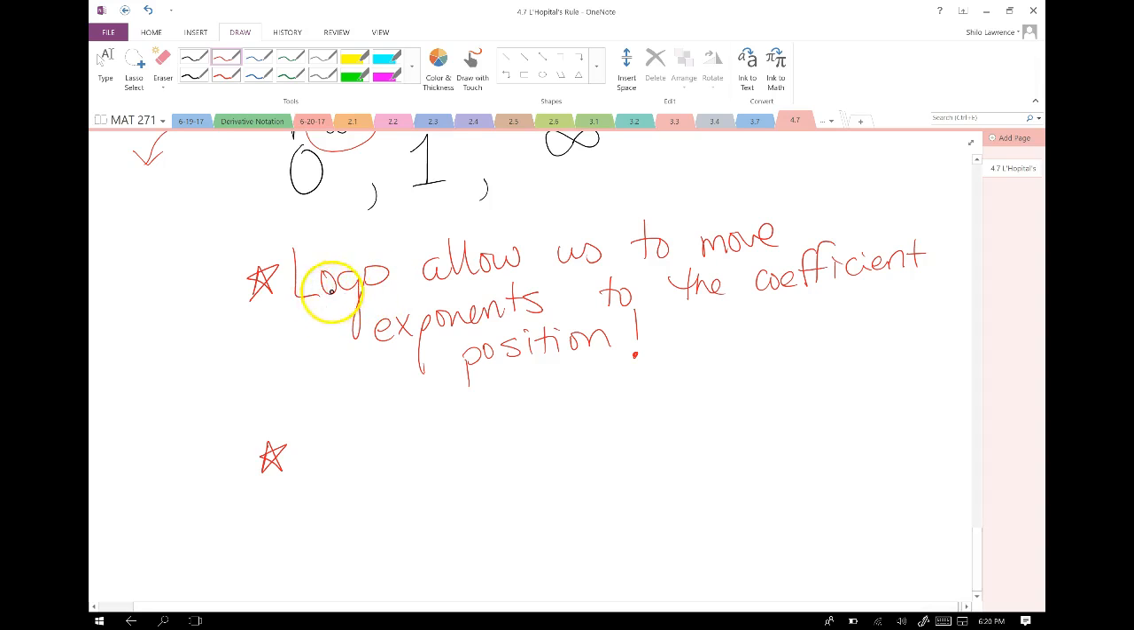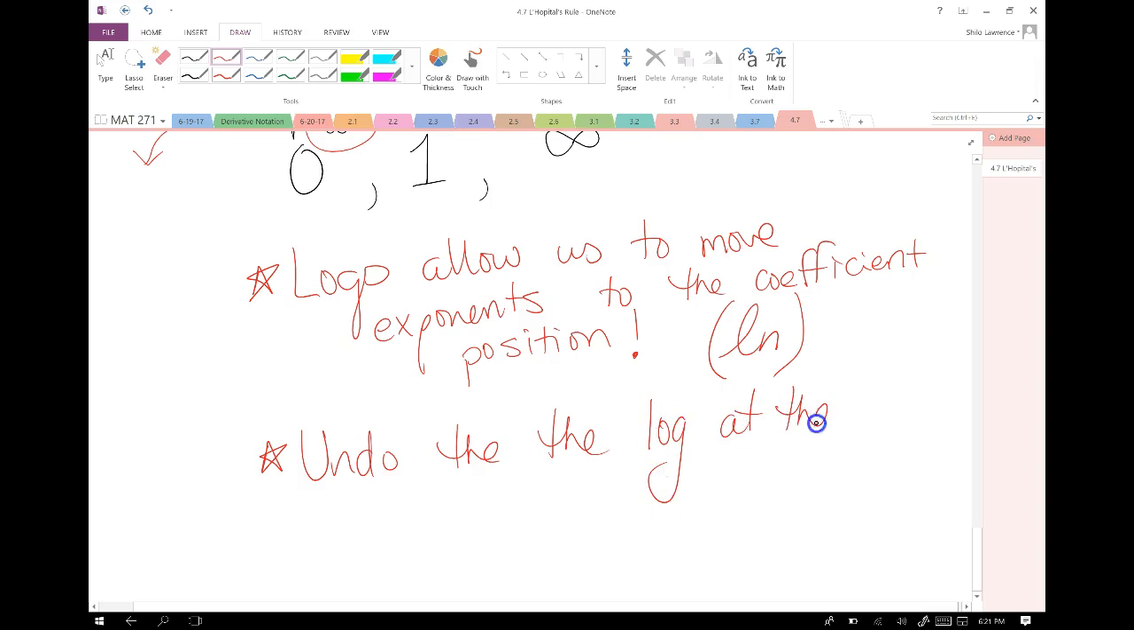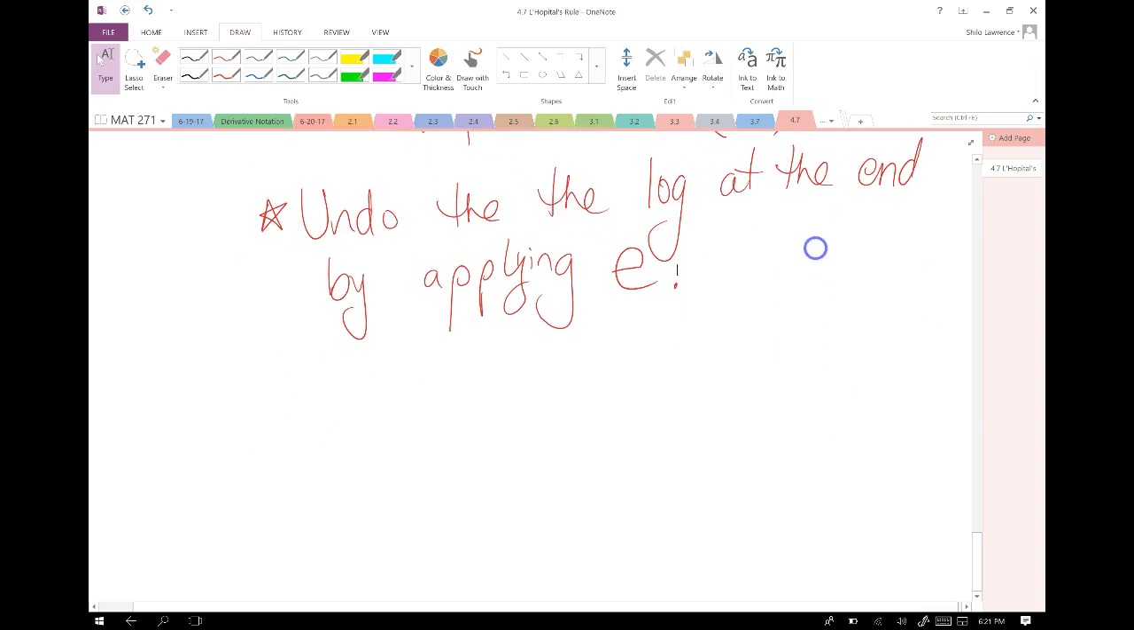We're going to pretty much stick to just natural logs. So we're going to be doing ln. So we're going to undo the log at the end, and we're going to do that by applying an e, because natural logs and exponentials are opposite functions. So let me go through an example and show you exactly how we're going to do this.